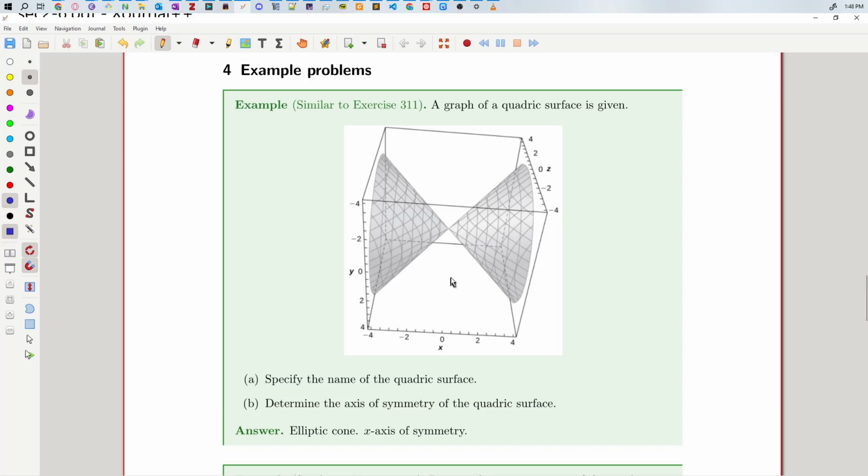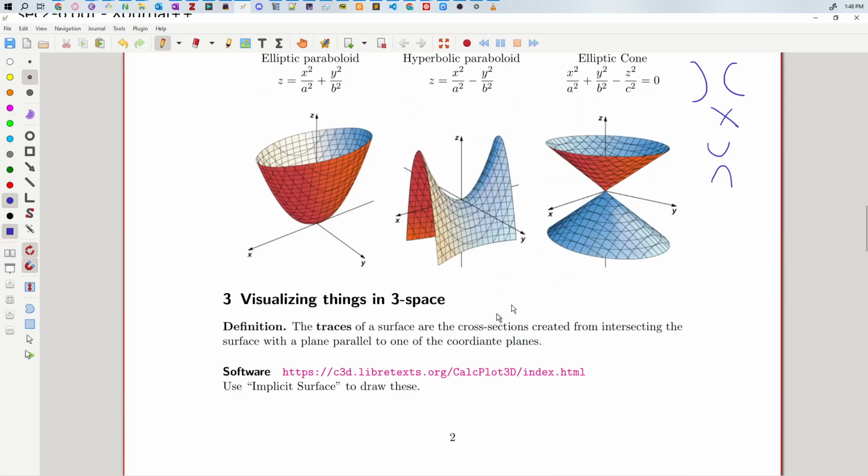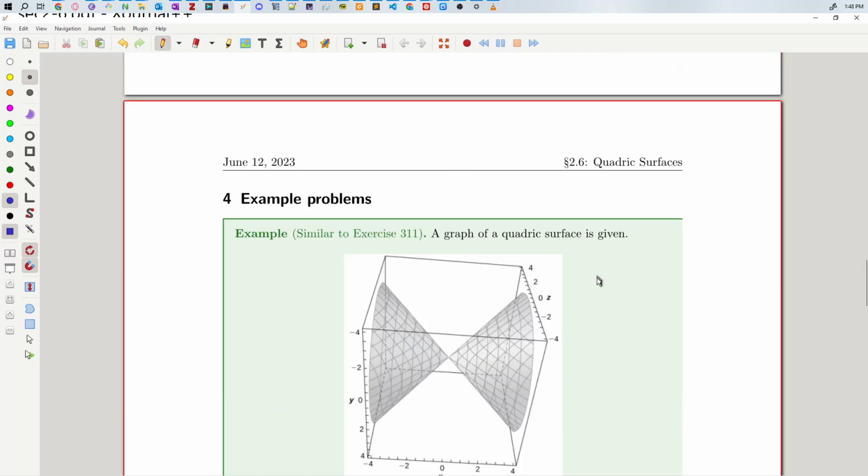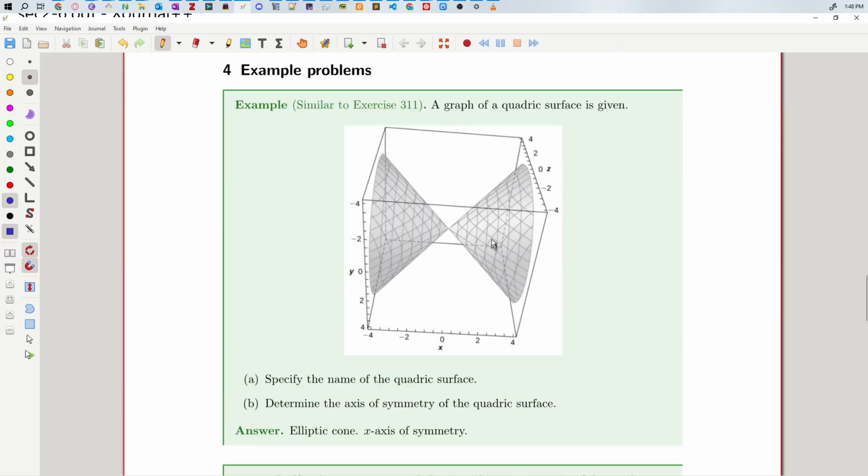Right. So here, let's see. Clearly this has a vertex right there. So this is an elliptic cone, right? Just like that. We're not given an equation in this case. We just have to identify it based off the picture. So it's an elliptic cone, and for the axis of symmetry, you can see that the symmetry is going in this direction. So the axis of symmetry is the x-axis.